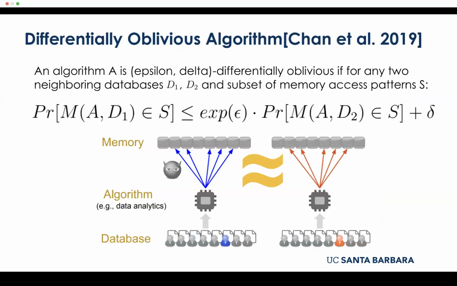Then a differentially oblivious algorithm is inspired by differential privacy. It uses the differential privacy guarantee to protect the memory traces. We say an algorithm is epsilon-delta differentially oblivious if for any two neighboring databases D1 and D2 and any subset of memory access patterns S, from the perspective of the adversary, the memory traces are also indistinguishable. And this indistinguishability is bounded by the differential privacy notion.